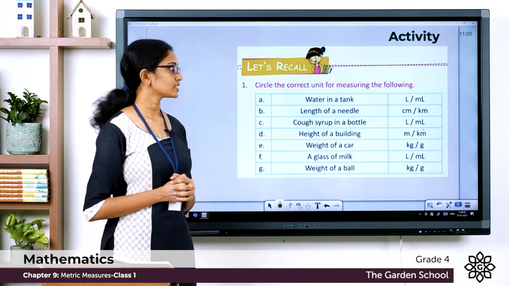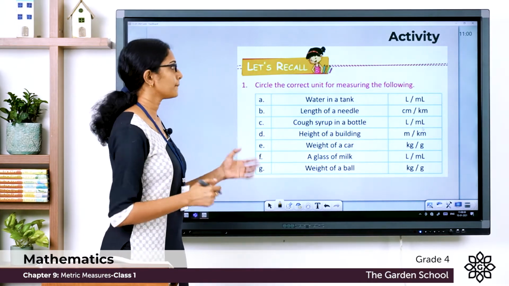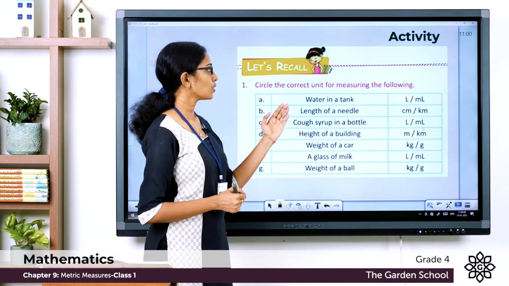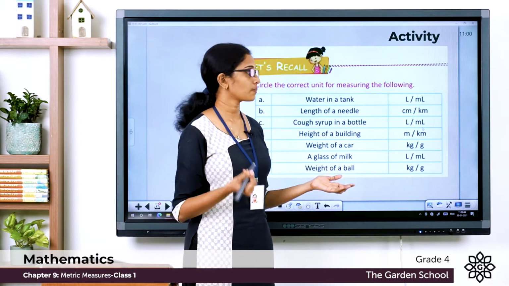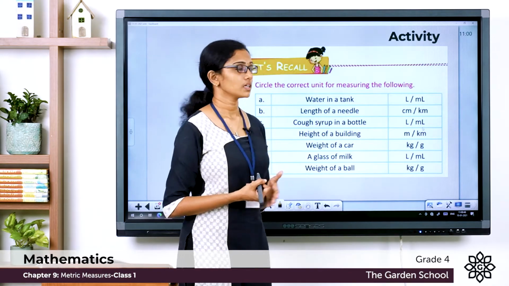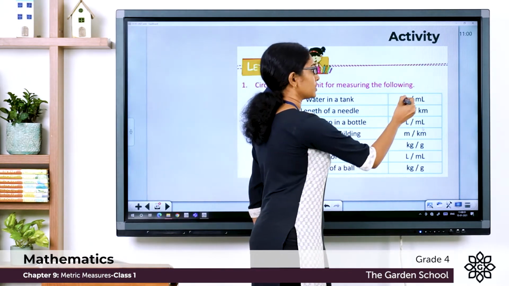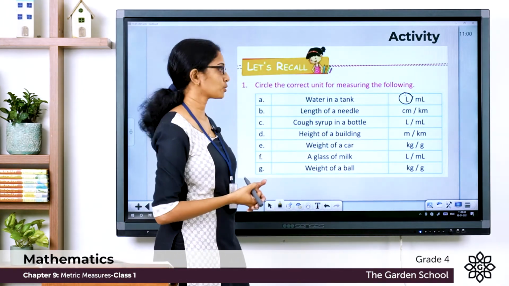Now, let's discuss the answers. The first question is to circle the correct unit for measuring the following. And here you can see A. Water in a tank. Which unit can be used for measuring water in a tank? Is it liters or milliliters? It will be liters. So you can circle the liter. I hope you have circled the correct one.